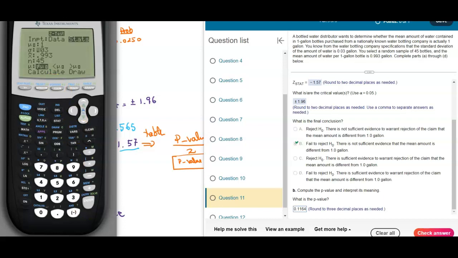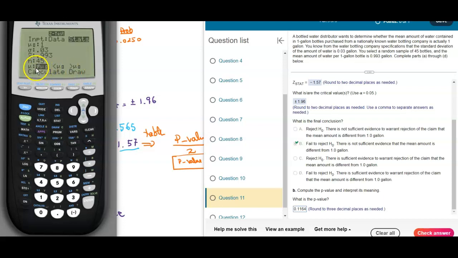Then you're going to go to sigma and put 0.03, that's the value that we have, and then you're going to go to X bar and put 0.993, and then you're going to enter the N, which is 45. And then this is really important. You're going to decide whether it's one tail or two tails. The first one is going to be a left tail or right tail.